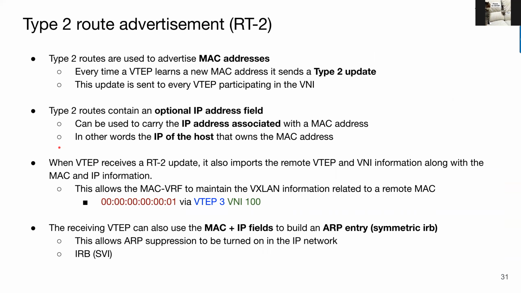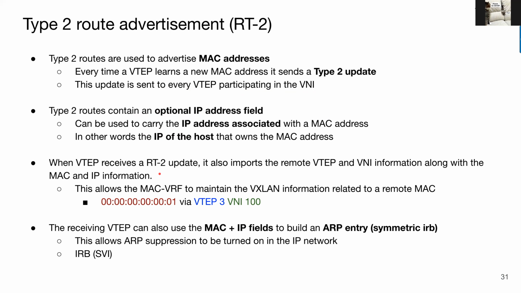I feel like we've gone through this a few times, but we'll go through it again. Our type 2 routes advertise our host MAC addresses. So every time a VTEP learns a new MAC, it's going to send out a type 2 update. This update is going to be sent to every VTEP in that VNI. There's an optional IP field if we're dealing with layer 3. And our MAC plus IP is identical to receiving an ARP, and this will populate our ARP table.